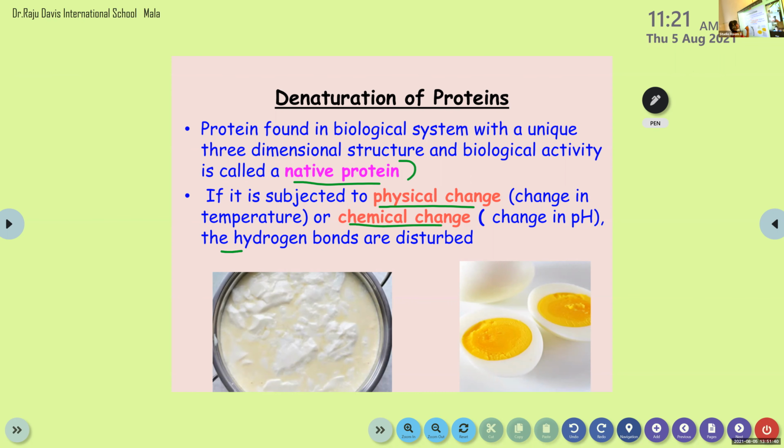the hydrogen bonds are disturbed. We learned that in tertiary and quaternary structure, there is a hydrogen bond between the amino group and the carboxylic group, right? So due to these changes in physical and chemical properties, the hydrogen bonds are disturbed.